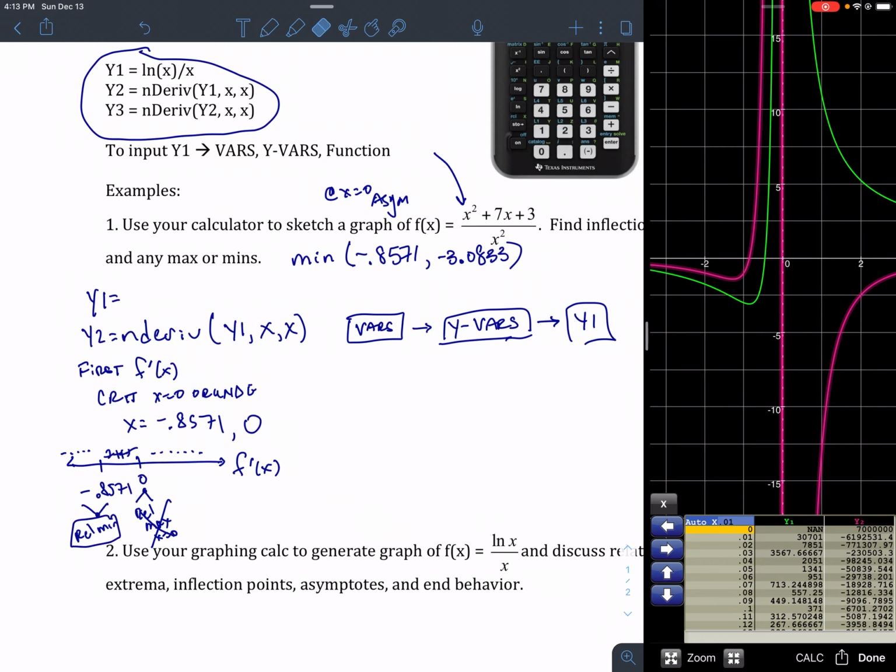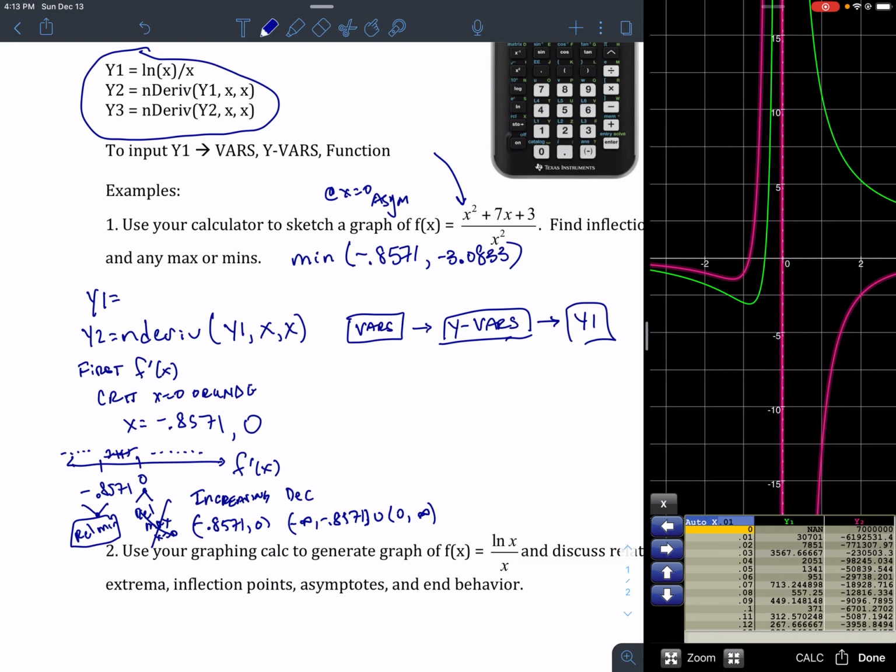Let's take a look at intervals of increasing and decreasing. So we are increasing when that slope is positive, so from negative 0.8571 to 0. And we are decreasing from negative infinity to negative 0.8571, union 0 to infinity. Okay, so now let's take a look at intervals of concavity and inflection points. So how do we do inflection points?